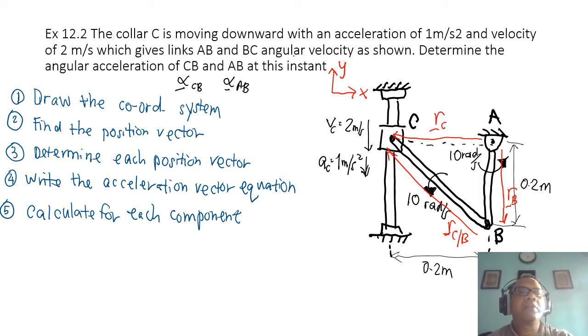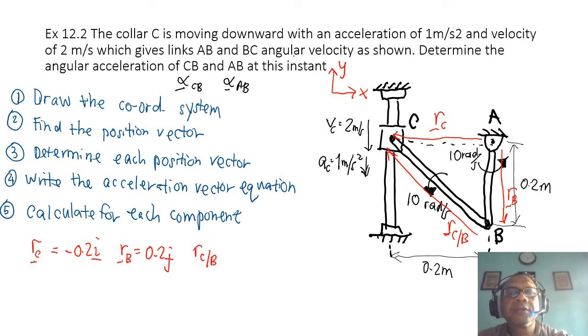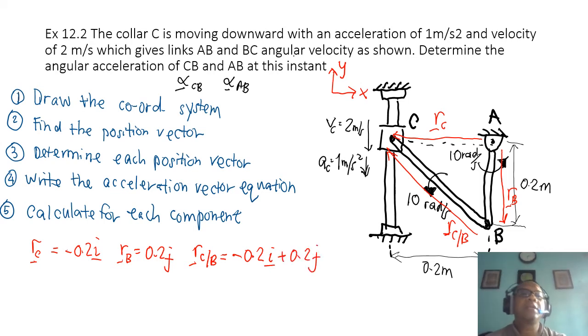So I can now write position vector C, for example, which is of no interest, but I just write down it's 0.2 meter to the left, so it's minus 0.2 I. Position vector B is 0.2 meter down below, so B is minus 0.2 J. And position vector C relative to B: C is 0.2 meters to the left and 0.2 meters to the top of B. So it's minus 0.2 I plus 0.2 J. So that's the position vector.